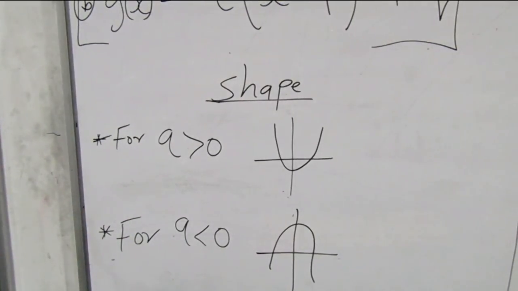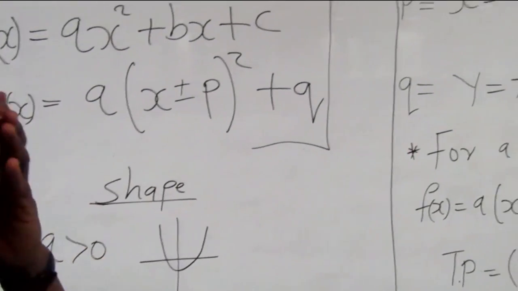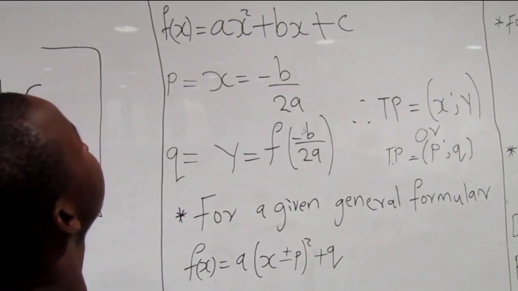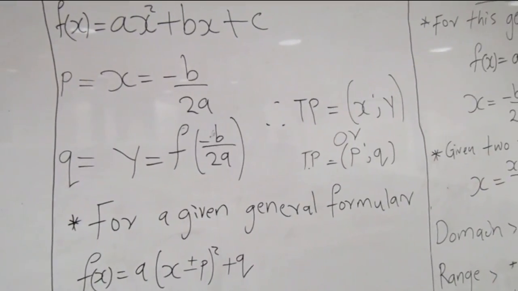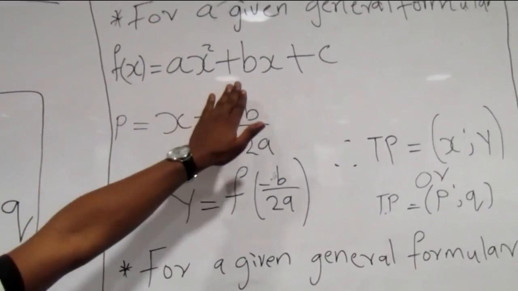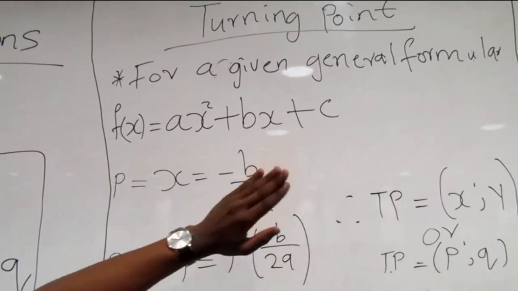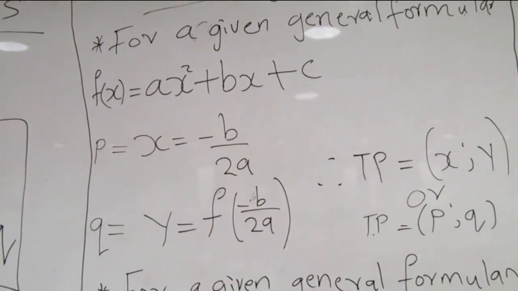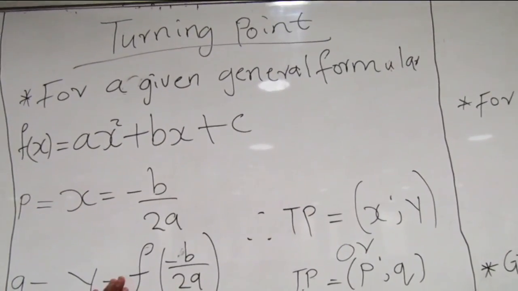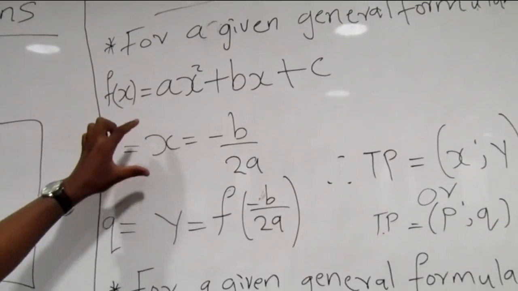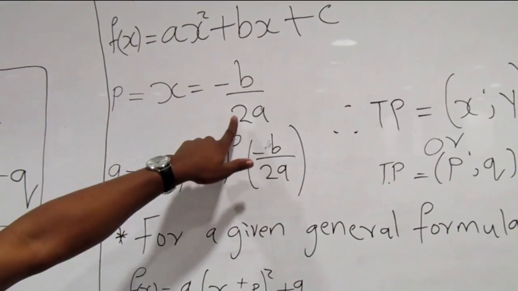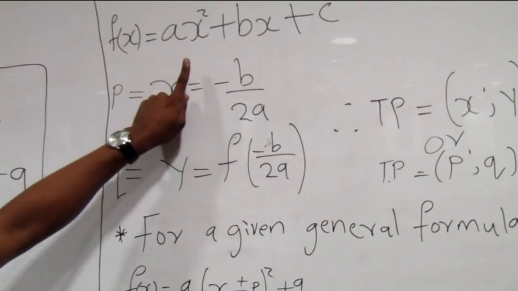Then we go to the turning point of a parabolic function, where I will be explaining the turning point with different given general formulas. The first principle says that for a given general formula, f of x is equal to ax squared plus bx plus c, to get the x value of the turning point, which we call p, we are going to use this formula: x equals p equals negative b over 2a, where b and a are the coefficients of the given function.